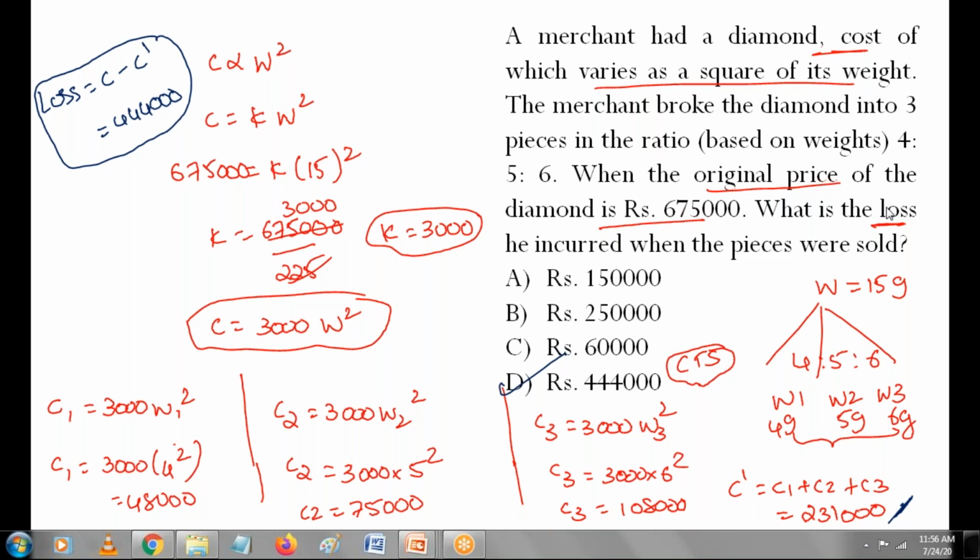Since cost depends on the square of its weight, when it is broken into 5 pieces or 4 pieces or 6 pieces, you have more loss. If a diamond has a big size, it will be worth more. If you divide it into small pieces, as per this question, as cost is directly proportional to the square of its weight, if you divide into more pieces, you will get more loss. As simple as that, right? Excellent, friends.